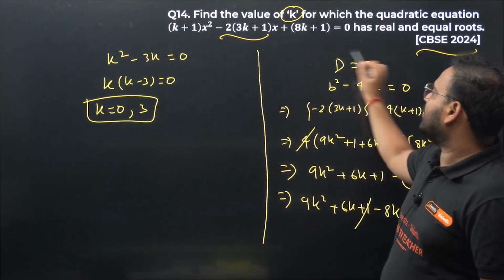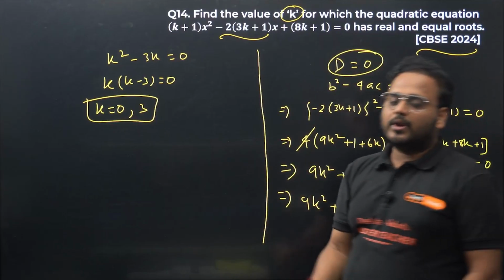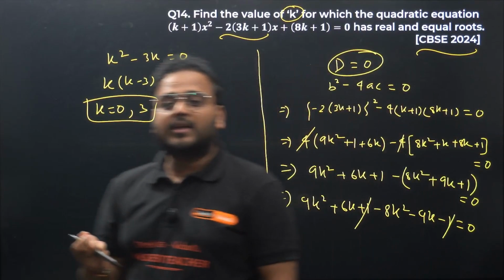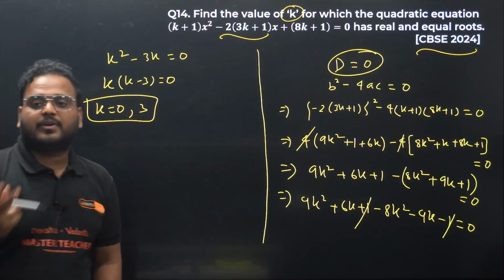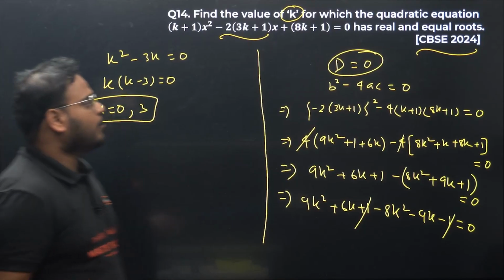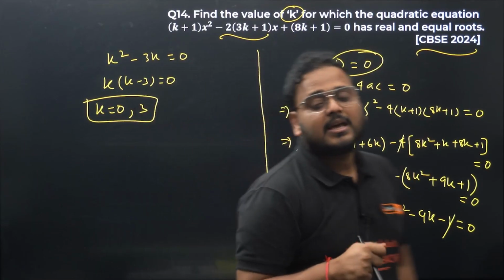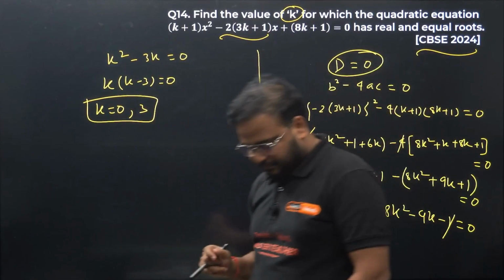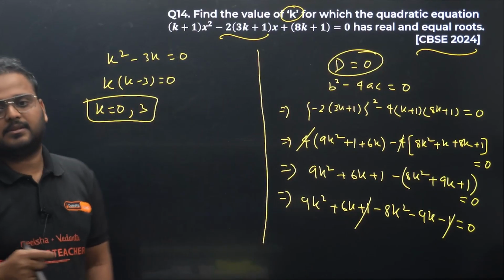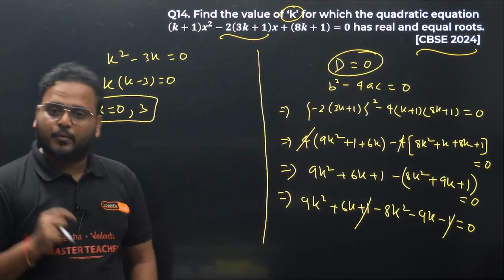If you start solving from D equal to 0, you get either k as 0 or k as 3. We have two values of k when the roots are real and equal, which is k as 0 or k as 3. Clear? Yes, it is clear. 14th is done. Good question.